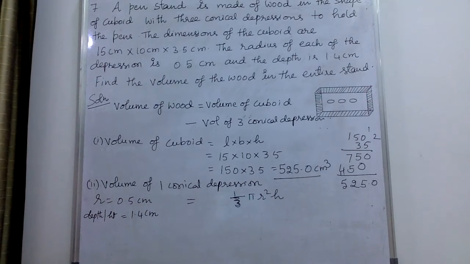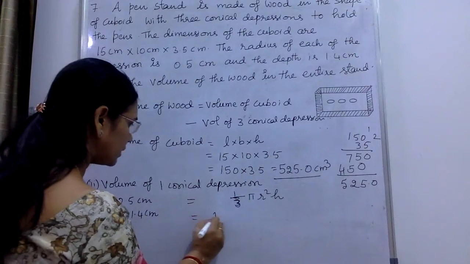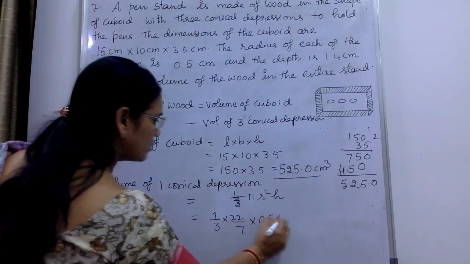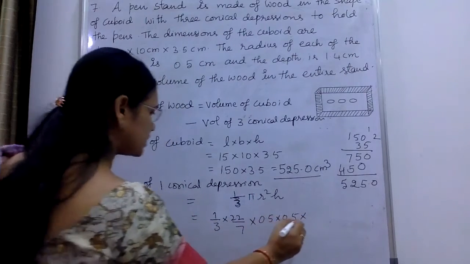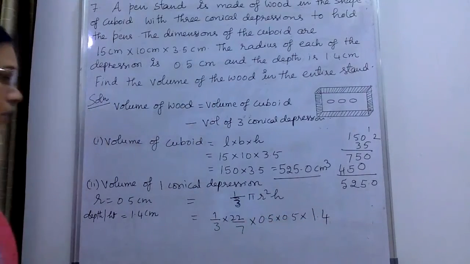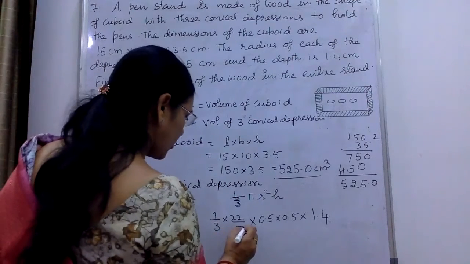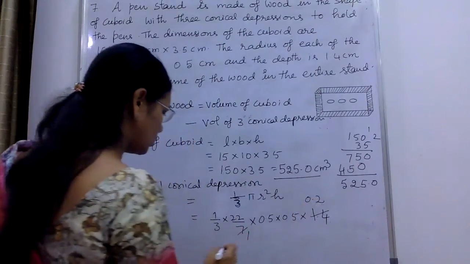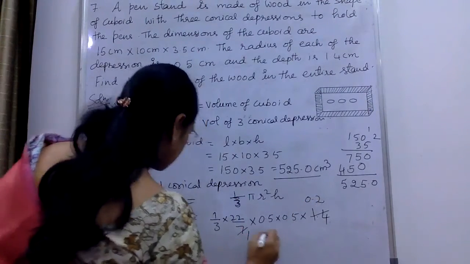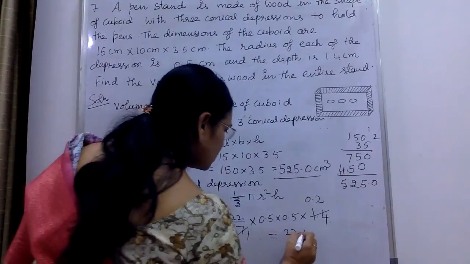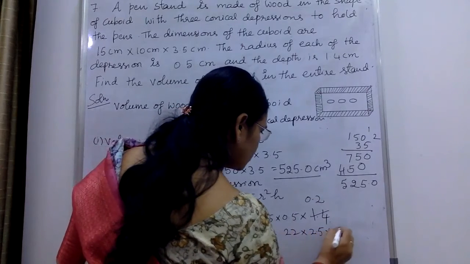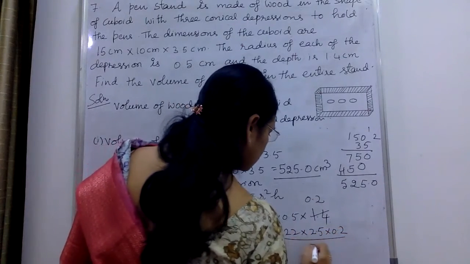So just to do the calculation, 1 by 3 into 22 by 7 into what is r, children? 0.5 into 0.5. What is h again? 1.4. So do the calculation, children. 7 ones are 0.2. After doing complete calculation, 22 into 2.5 into 0.2 by 3.